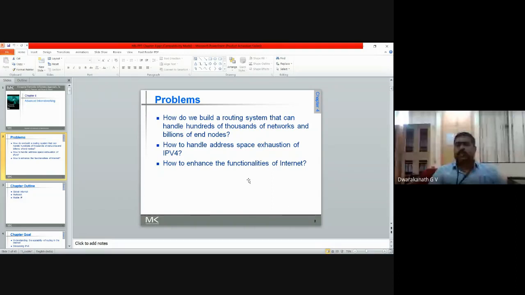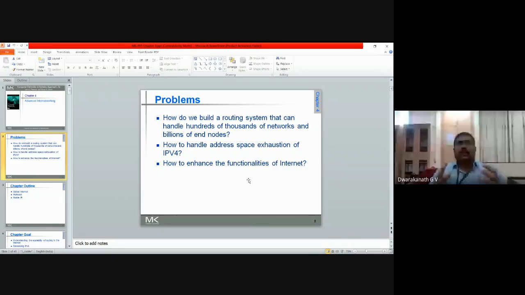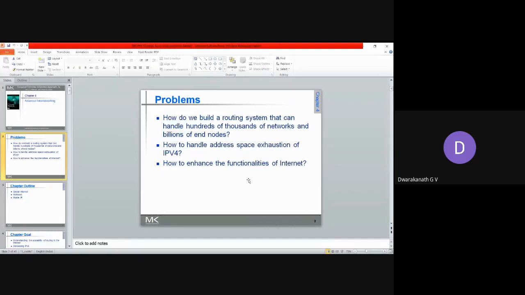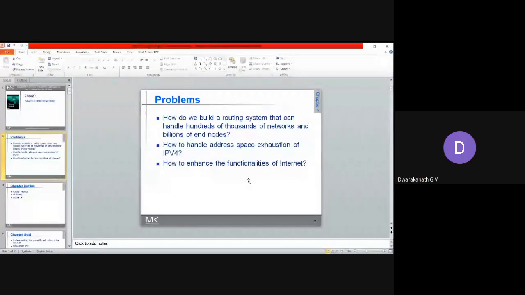But assume that today the internet is the entire world. In this entire world there will be lakhs, or millions, of networks. Out of those networks, assume one source is there and the destination is somewhere else. So how will communication be done across these hundreds of thousands of networks? This is very important. How will end-to-end communication be done? Either the same routing algorithm can be used or a different approach is needed. That's the problem. How to handle address space exhaustion of IPv4?